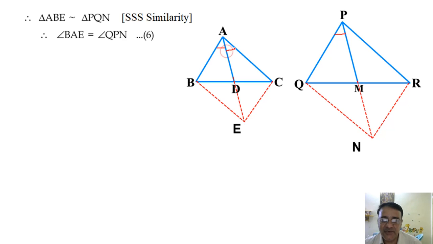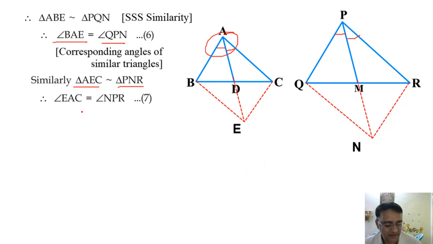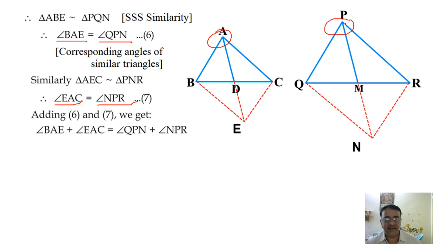Similarly, these two angles are also equal. If you add these two angles, you will get angle A. If you add these two, you will get angle P. So adding equations 6 and 7 will give this. As I told you, our target is to prove angle A and angle P equal.